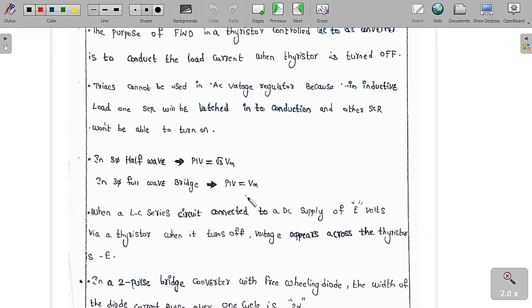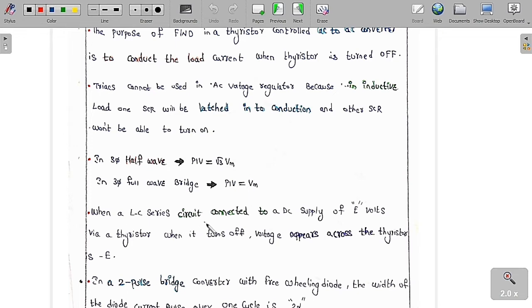So in a three-phase half-wave controlled rectifier, the peak inverse voltage is equal to the maximum value of the line voltage, which is √3 Vm. Whereas in a three-phase full-wave bridge rectifier or converter, the peak inverse voltage is equal to the maximum value of the phase voltage, which is Vm.